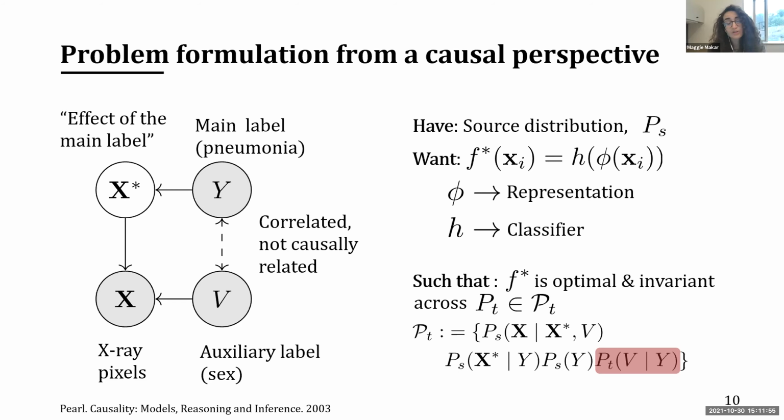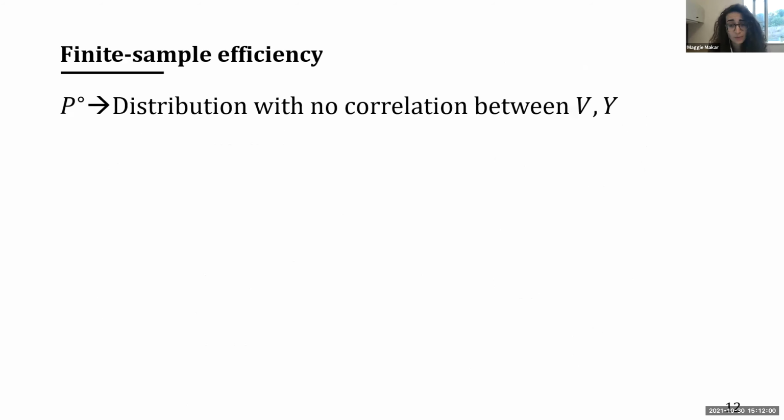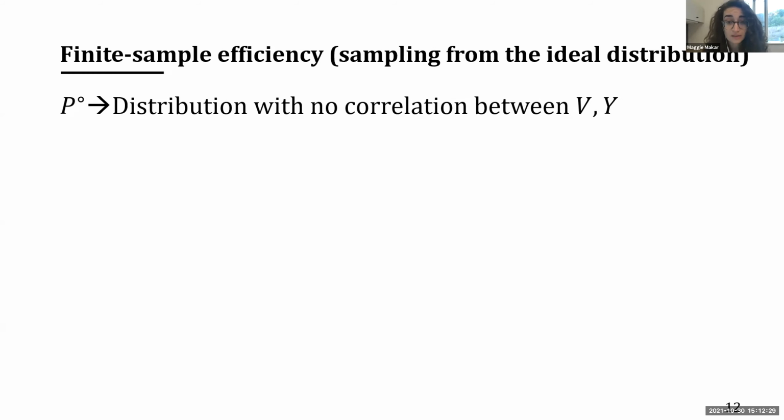This causal perspective also helped us chart a way to a good solution. So we used ideas from causality to analyze how different models perform when trained using finite samples or limited samples, so non-asymptotic regimes. And what we found is that there exists an ideal distribution, and here I'm denoting it with P circle, and that is a distribution where there exists no correlation between V and Y. In other words, in this distribution, we're equally likely to observe healthy females as we are likely to observe females with pneumonia.